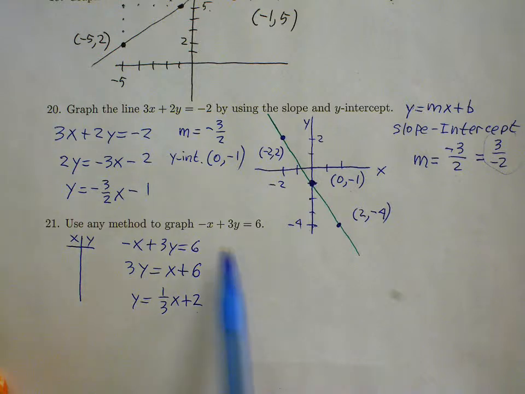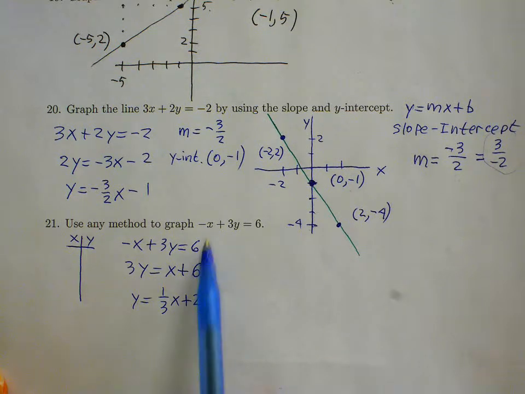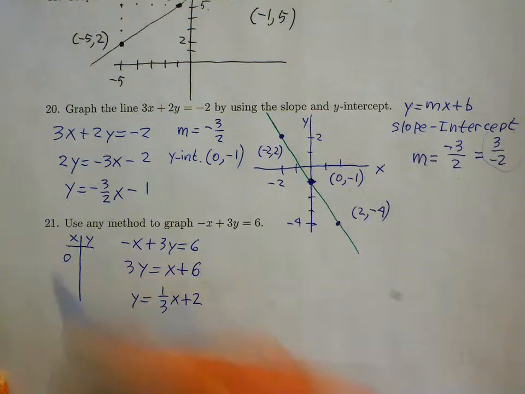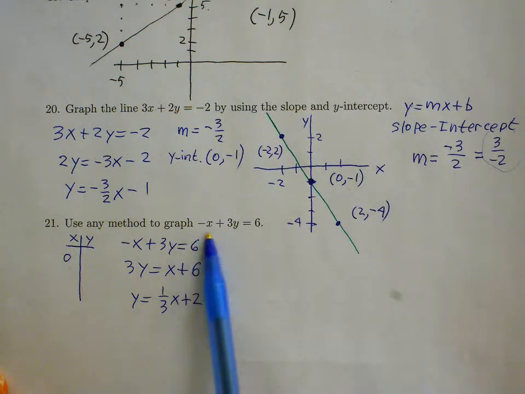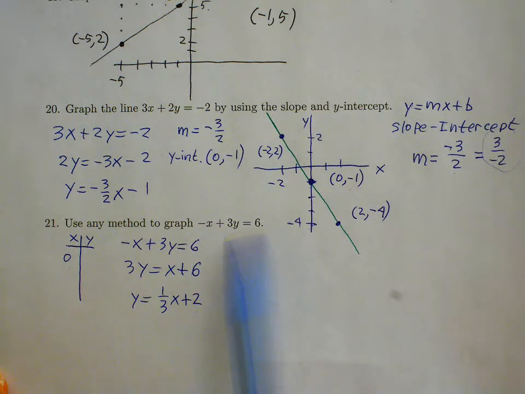Well, another method is finding the x and y intercepts. We already know what the y-intercept is. That is when x is 0: negative 0 plus 3y equals 6 is 3y equals 6, divided by 3, y equals 2. So we already knew that. We already knew the y-intercept is (0, 2).